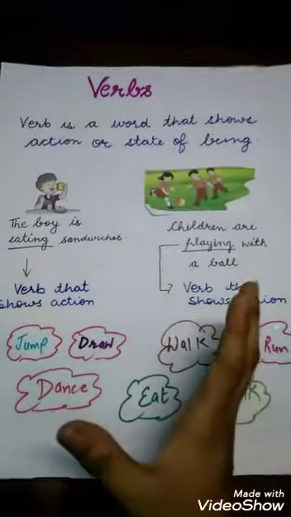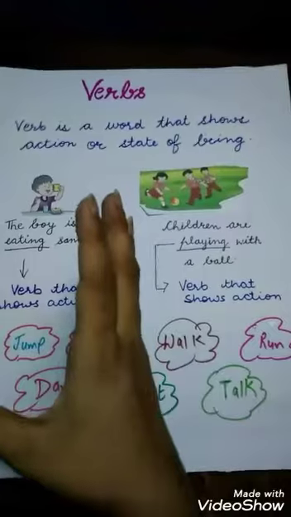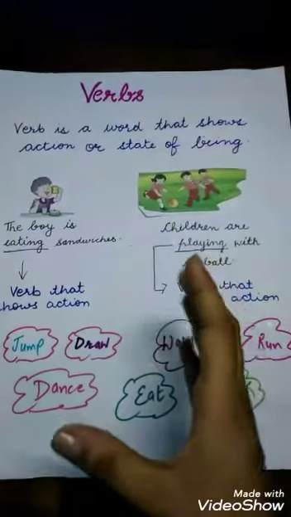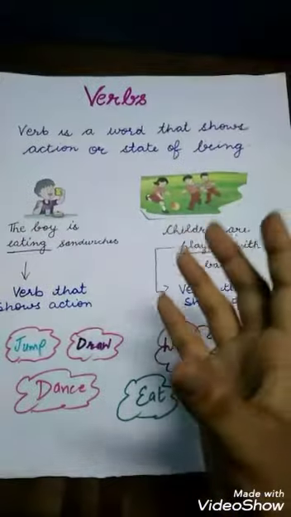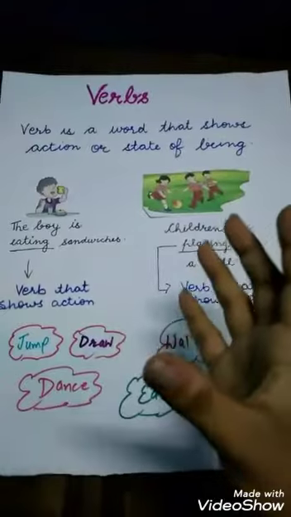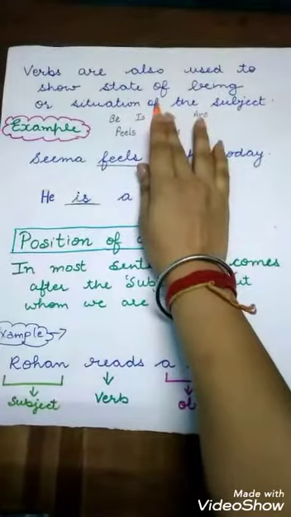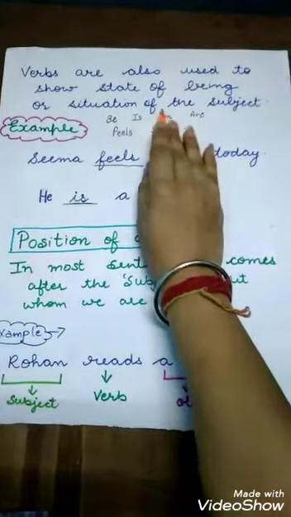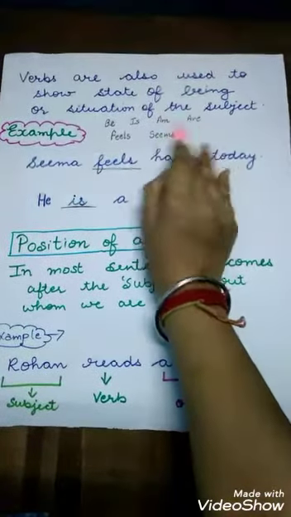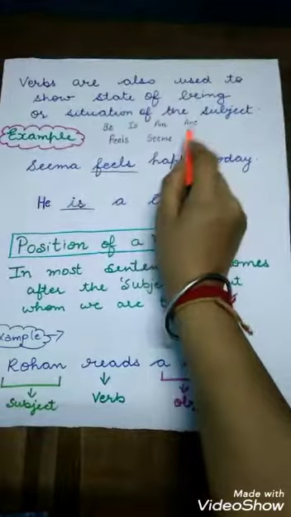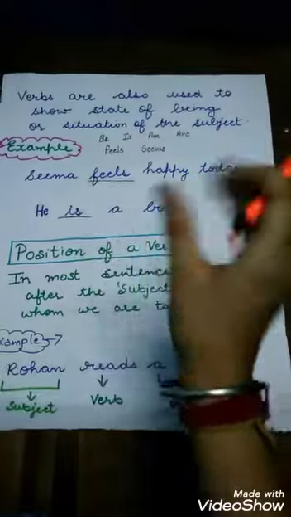Now if you have understood how a verb tells us about actions, now let me help you understand how it expresses the situation or state of being of a person. Verbs are also used to show state of being or situation of the subject. Words like be, is, am, are, feels, seems do not show any physical action, but they are used as verbs.